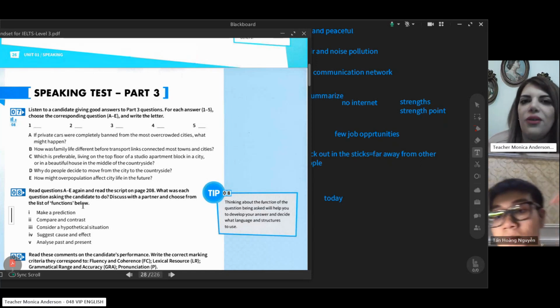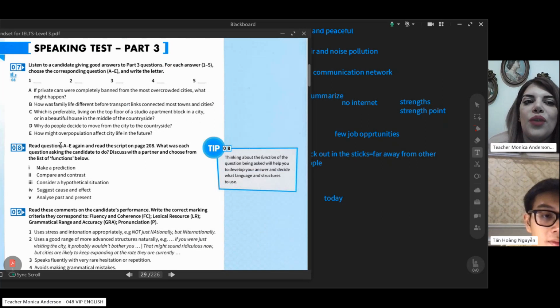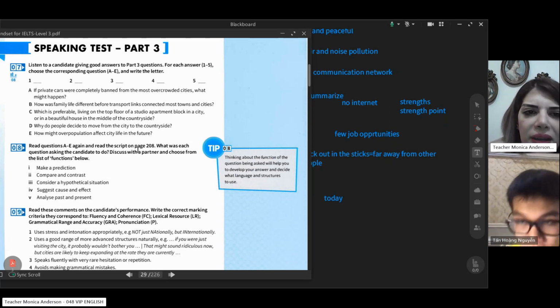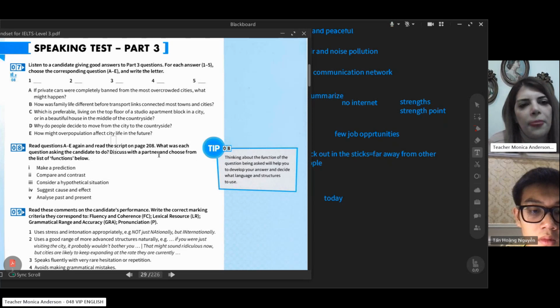No matter, we're going to listen again because you need to read it, and again you need to match the conversation with this list of functions. Okay, well, so I played it again, and there is something that I can see. After class, when you have time, you can check the script on page 208, so it will be easy to understand the listening better. Okay, well, now let's check again.